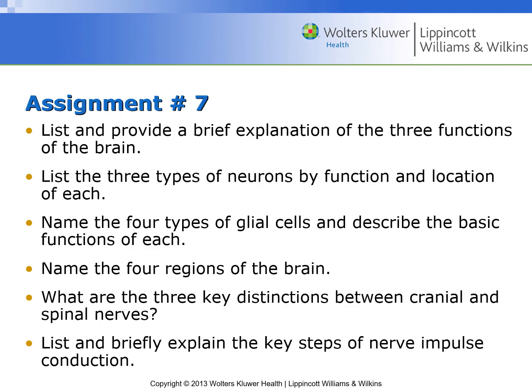Okay, so we've reached the end of today's lecture, and for assignment number 7, I'd like for you to list and provide a brief explanation of the 3 functions of the brain, list the 3 types of neurons by function and location of each, name the 4 types of glial cells and describe the basic functions of each, name the 4 regions of the brain, state the 3 key distinctions between cranial and spinal nerves, and list and briefly explain the key steps of nerve impulse conduction.